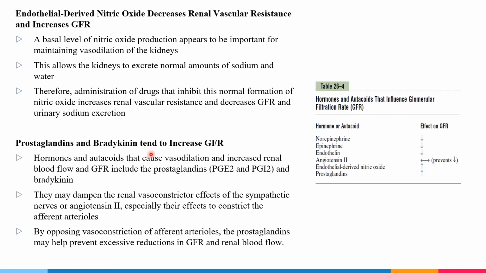Prostaglandins and bradykinin also tend to increase GFR. Hormones and autacoids that cause vasodilation and increase renal blood flow and GFR include prostaglandins, which are PGE2 and PGI2, and bradykinin. They may dampen the renal vasoconstrictor effects of the sympathetic nerves or angiotensin II, especially their effects to constrict the afferent arterioles. By opposing vasoconstriction of afferent arterioles, the prostaglandins may help prevent excessive reductions in GFR and renal blood flow.